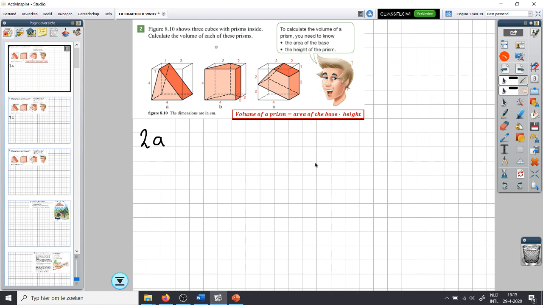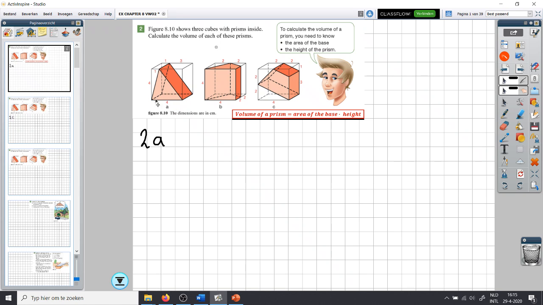Good day everyone, we're going to take a look at exercise 2 from the first paragraph of 8 volumes of prisms. To help you out a bit, I have constructed the images that they give you right here also in SketchUp. We're going to take a look at A and C. B you can try for yourself. I think that will be doable after you've been given some tips at A and C.